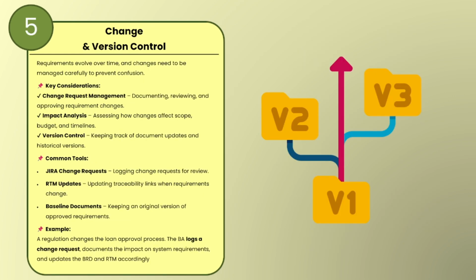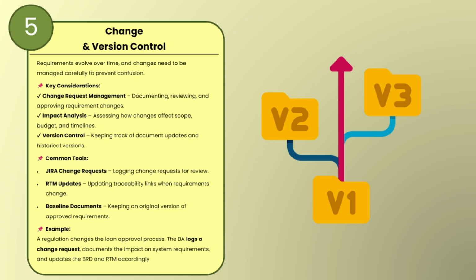And the next is change and version control. Well, requirements evolve over time and changes need to be managed carefully to prevent confusion. As projects move forward, it's natural for some requirements to change, but if we don't handle those changes properly, things can get messy really fast, leading to misunderstanding and missed work. So to overcome this, there are a few key considerations.